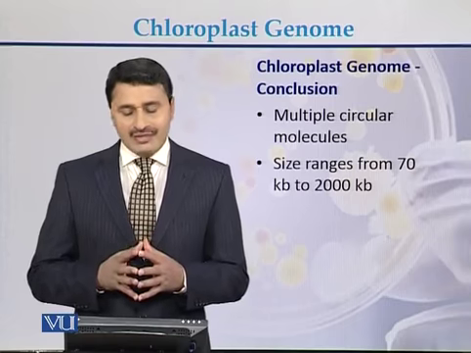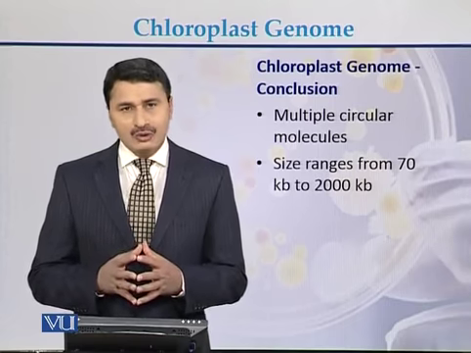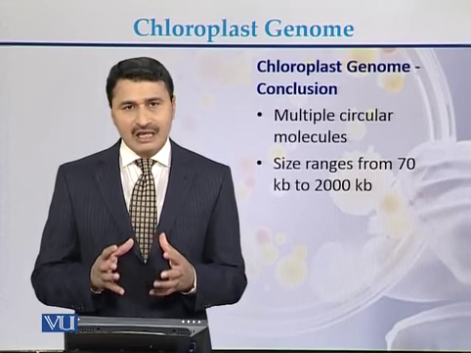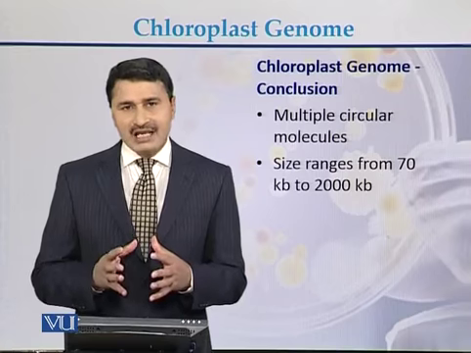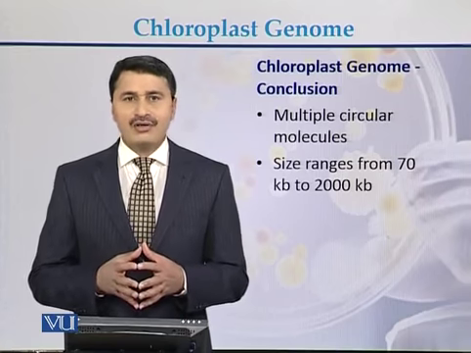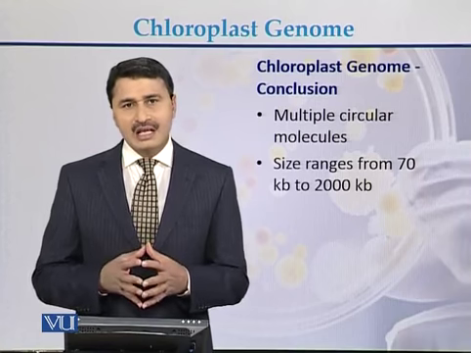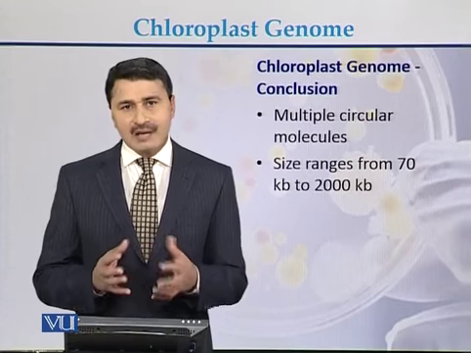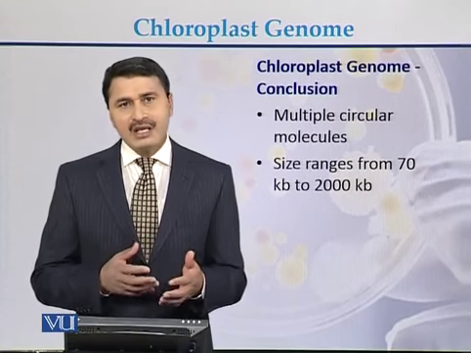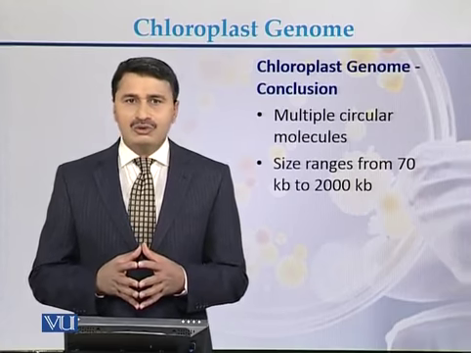The conclusion is that the chloroplast genome is a multiple circular molecule present in different taxa of the plants. Its size ranges from 70 kb up to 2000 kb. It depends on different species of the plants; in some of the plants it can be 70 kb, while in some of the plants it can be up to 2000 kb.